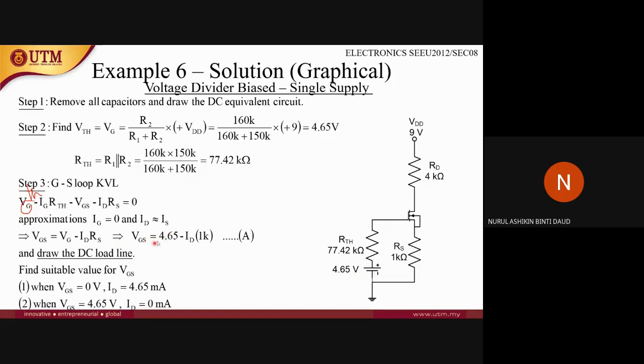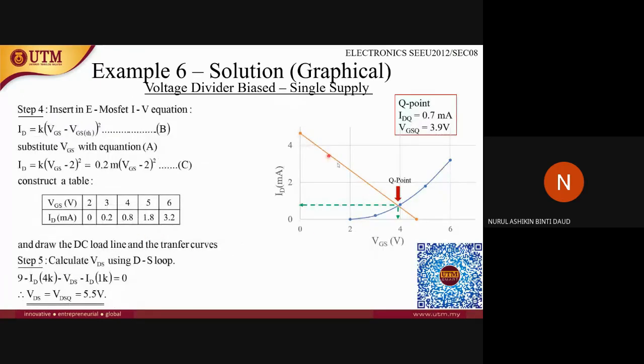So and then you will get this, VGS is equal to this value, and then from this value we can draw the DC load line. Draw the DC load line by IT is equals to 0 and VGS is equals to 0. And then you will get the DC load line, and then draw the transfer curves. So it's up to you. Either you want to start with the transfer curves or you want to start with the DC load line.